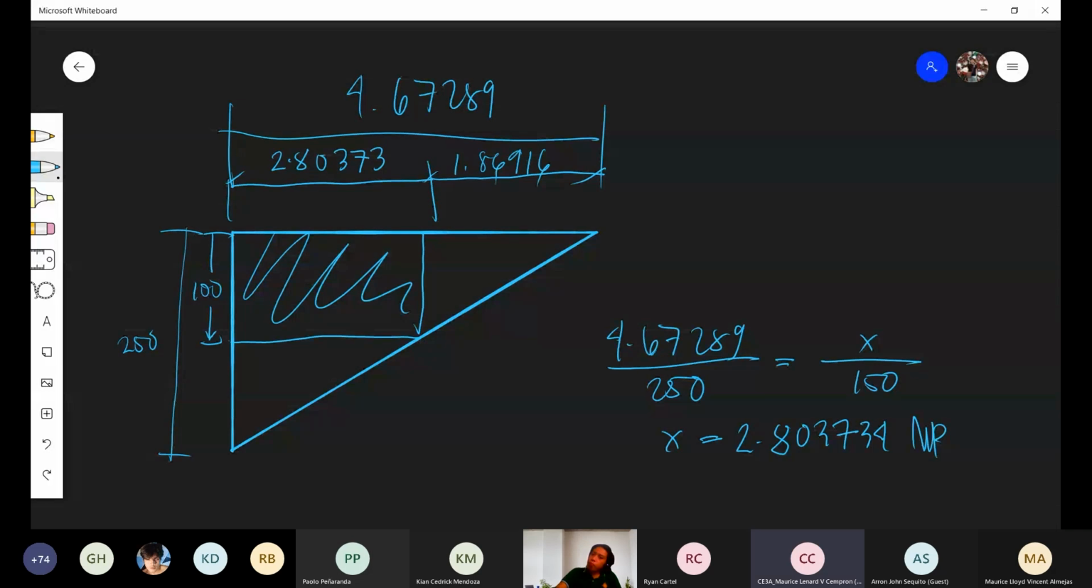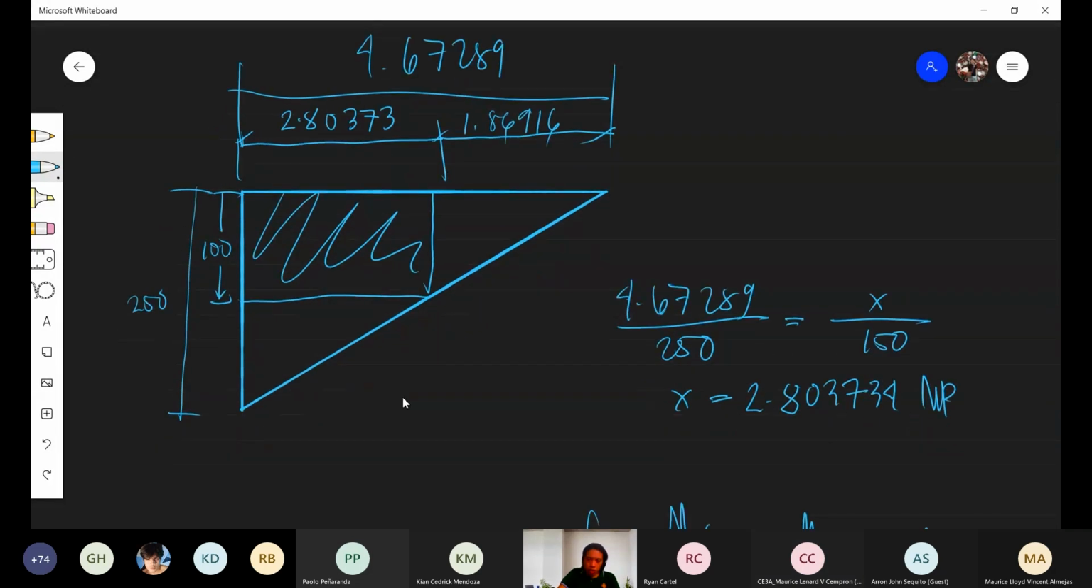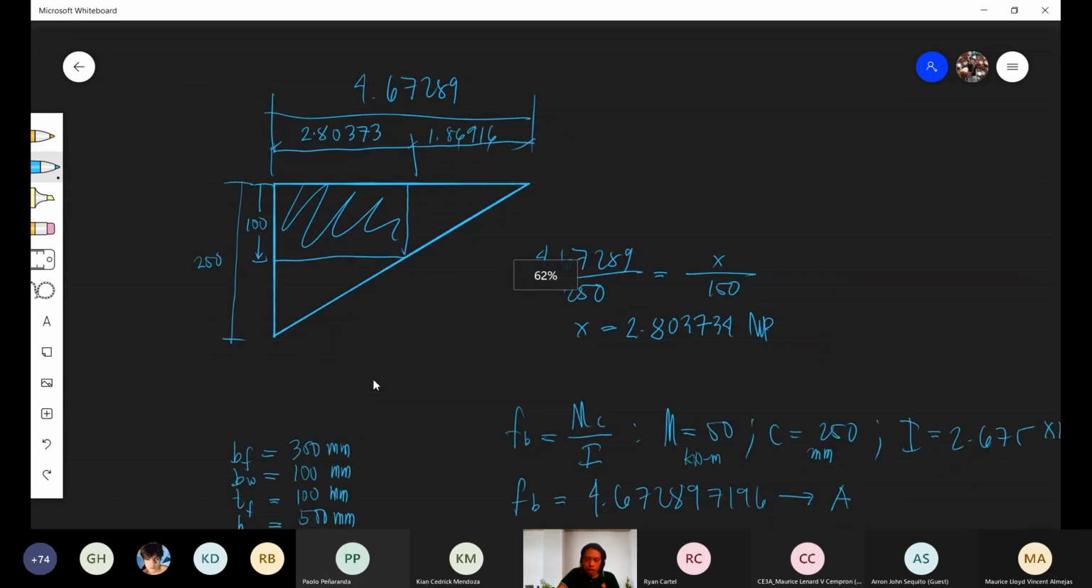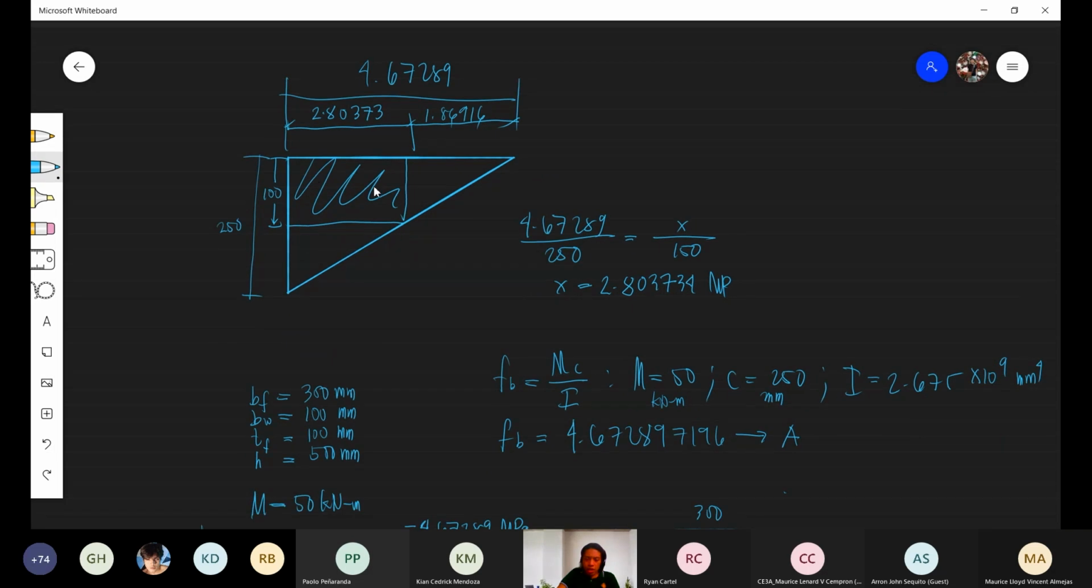Round up. Okay, we have the values. The magnitude of the stress is 2.80373, and this is the average stress since it is a rectangle. The average stress is the same, multiplied by the area of the flange, the portion of the stress acting here.